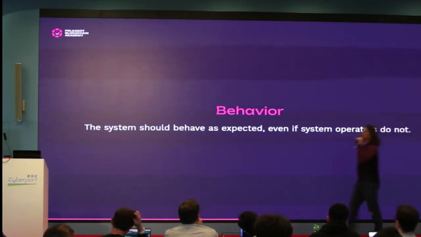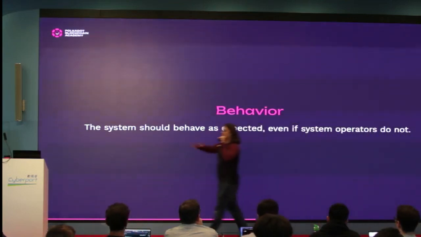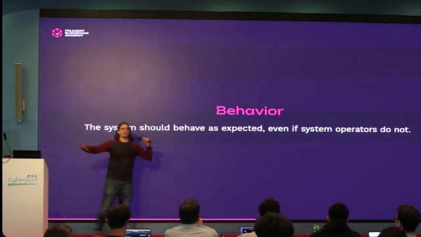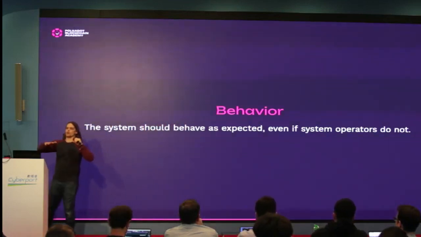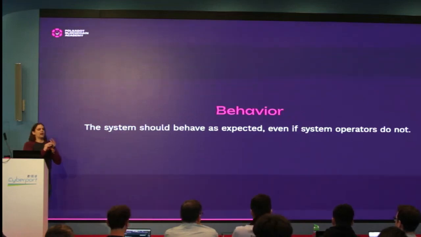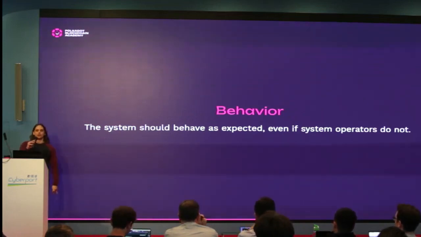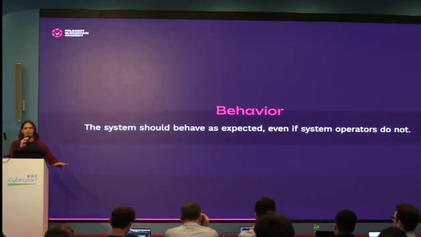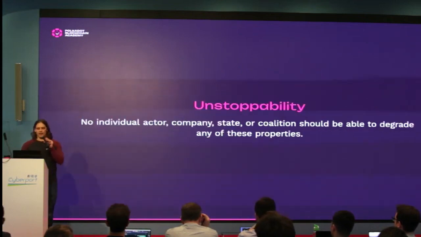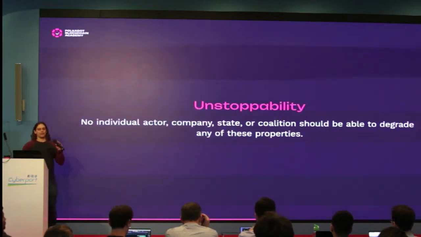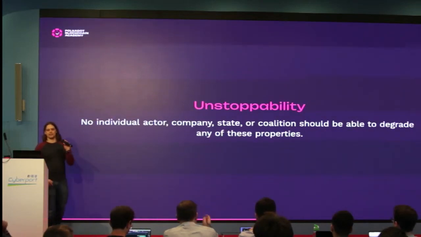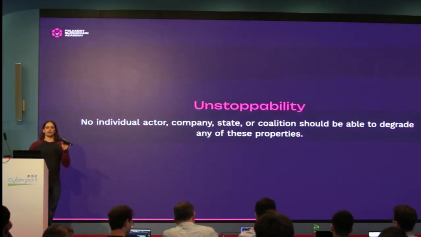Now, what we're going to see is that there's usually some threshold. You can tolerate some percentage of operators acting badly, and maybe even a lower threshold if they're coordinating. And that's good, or we can choose the threshold that's good enough, but we want it to be the case that no individual operator can, here's this one, no individual actor, company, state, or coalition should be able to degrade these properties. So that's what we want.